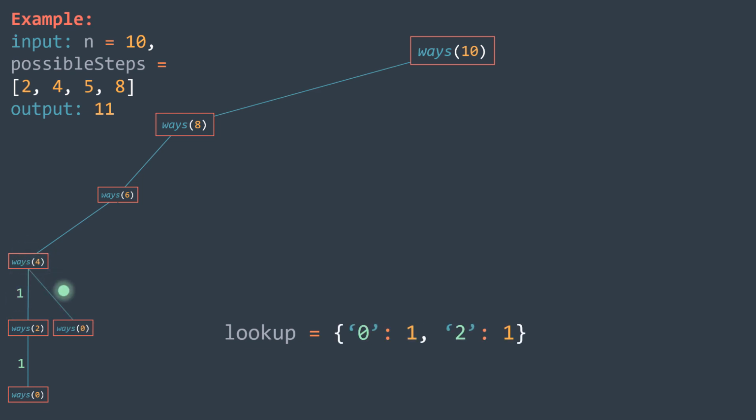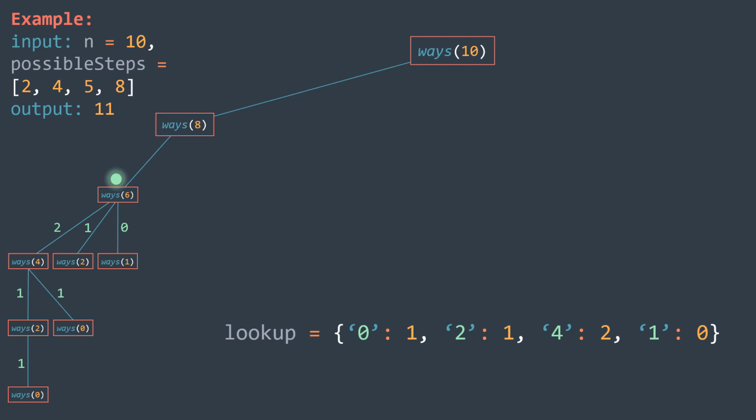Now 4 minus 4 is 0, and we know that it returns 1. The sum is 1 plus 1, which is 2, we store it in the lookup map and we return. Now 6 minus 4 is 2, and we already have it in the lookup map, so I will directly return 1. 6 minus 5 is 1, and we don't have it. 1 minus 2 is negative, same thing with 1 minus 4, 1 minus 5, and 1 minus 8. So we can't go to step 1, the number of ways is 0. We store it in the lookup map and we return.